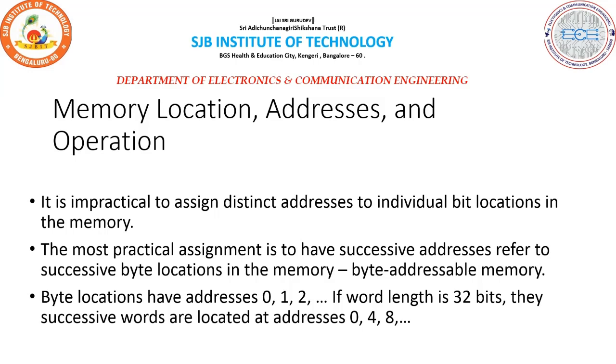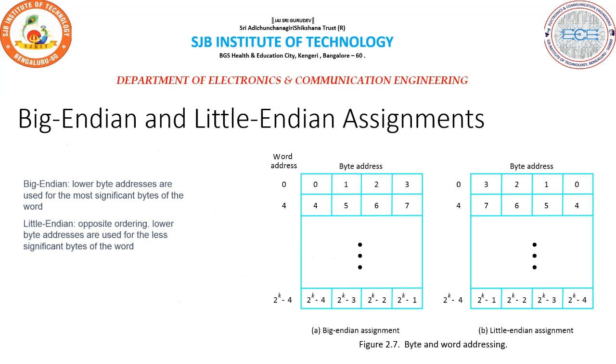It is impractical to assign distinct addresses to individual bit locations in the memory. So the most practical assignment is to have successive addresses refer to successive byte locations in the memory, which is byte-addressable memory. The byte locations have addresses 0, 1, 2, and if the word length is 32 bits, successive words are located at addresses 0, 4 and 8. There are two types of addressing.